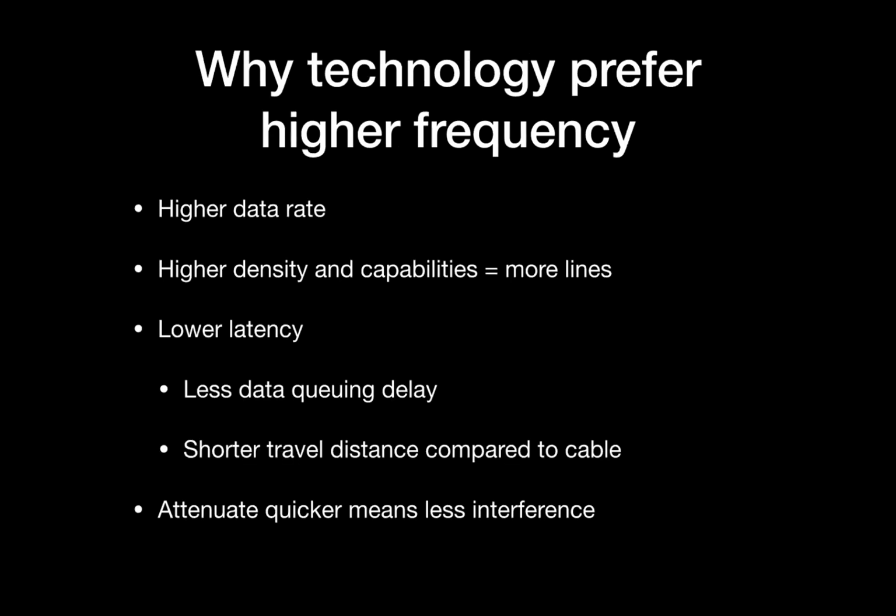So let me talk about another thing: why we want more frequency. I already talked about high frequency having a higher data rate and also higher capacity. It means more links at the same time, and also lower latency. But the low latency is because of the data rate and also because of less data queuing delay. So it makes it quicker.